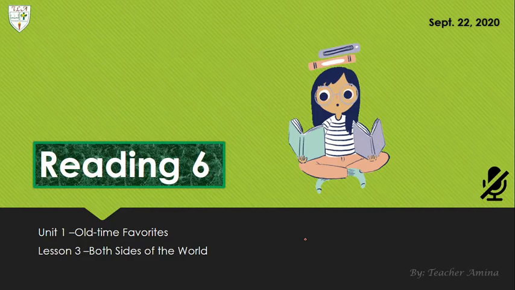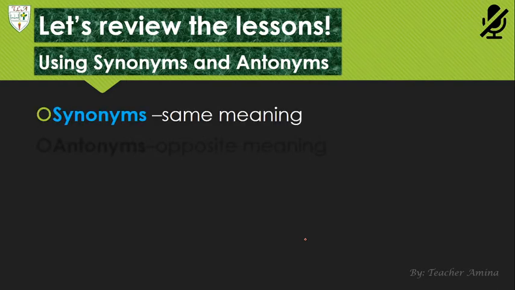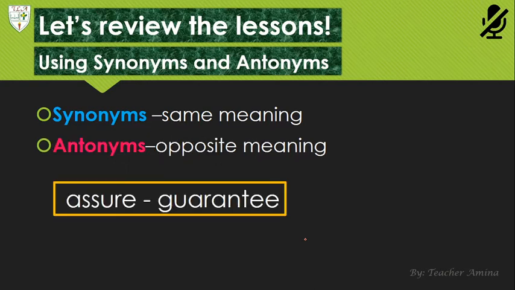So today we will review our lessons from yesterday and then we will have another 2 lessons for today. So first, let's review using synonyms and antonyms. So we know that synonyms are words that have the same meaning, and antonyms have the opposite meaning. For example, assure and guarantee.